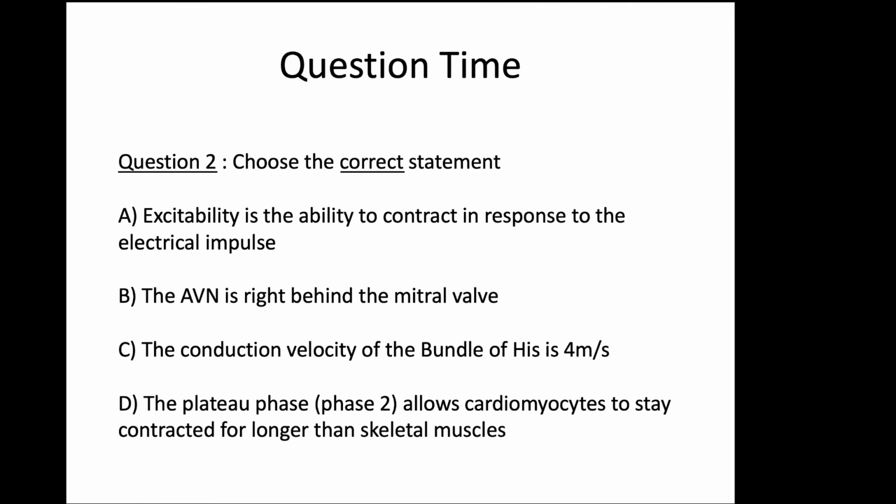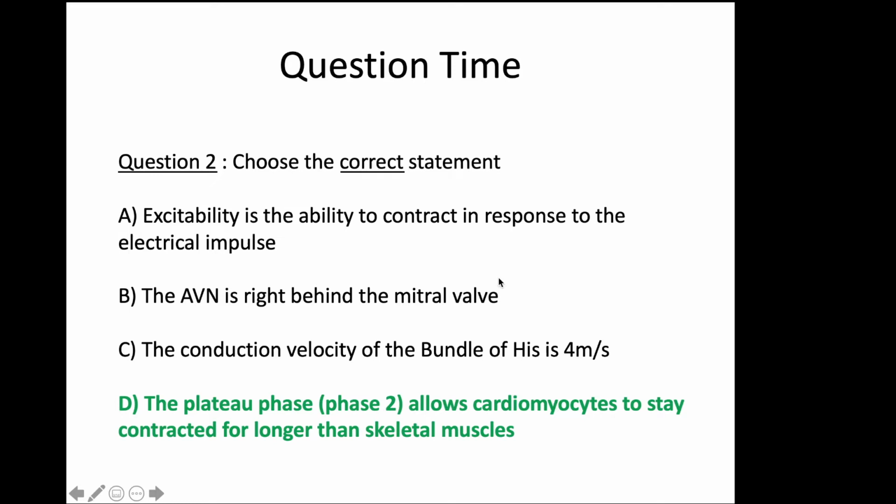The atrioventricular node is right behind the mitral valve. That is also incorrect. The atrioventricular node is right behind the tricuspid valve. Mitral valve is also known as the bicuspid. That's on the left side of the heart. And the atrioventricular node is right behind the tricuspid valve. So that's incorrect. Option A, excitability is the ability to contract in response to the electric impulse. That's incorrect.